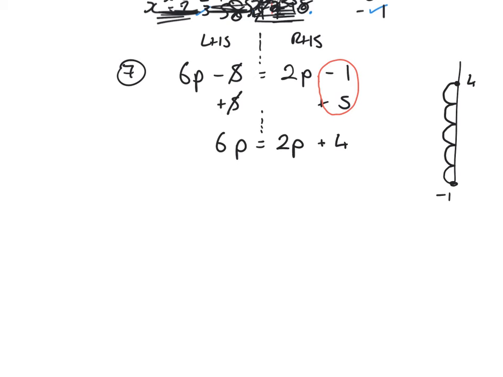Okay, repeat the process. Letter terms to the left, number terms to the right. So 6p is fine, but 2p is not, so I need to get rid of 2p from both sides. 2p minus 2p cancel out. 6p take away 2p is 4p. 4p is equal to 4. p is equal to 4 divided by 4, and p is equal to 1, final answer.